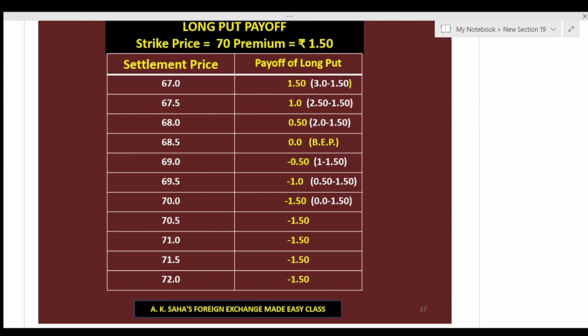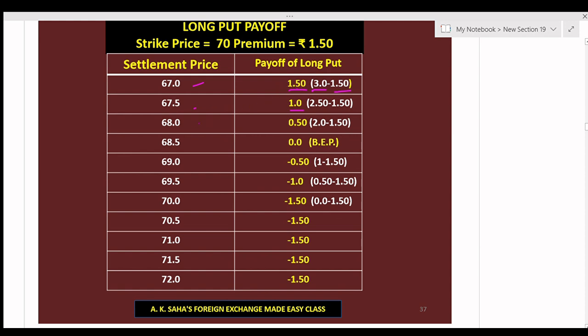You see strike price 70, premium is 1.5, so settlement at the spot price is say 67, so he will gain rupees 3, that is 67 is less than 70 by rupees 3, and he paid premium 1.50, so the net profit will be 1.5. If it is 67.5, profit comes down to 1. If it is 66, the profit will be 2.5.